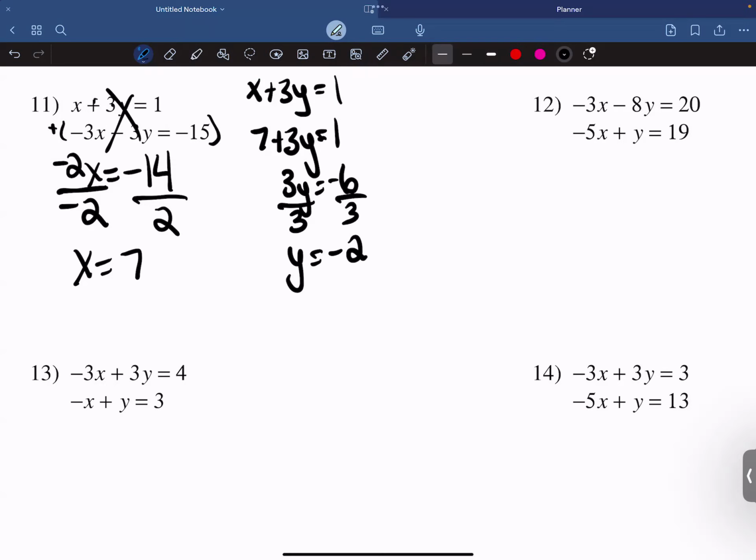how can we get rid of one of these variables? Well, I see that I have 1y in the bottom equation and a negative 8 at the top. So what can I multiply 1y by to get 8? Well, I can multiply by 8. So I'm going to rewrite my equations here. When you multiply, you have to distribute that 8 all the way through.